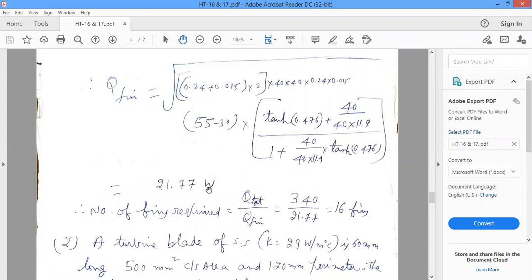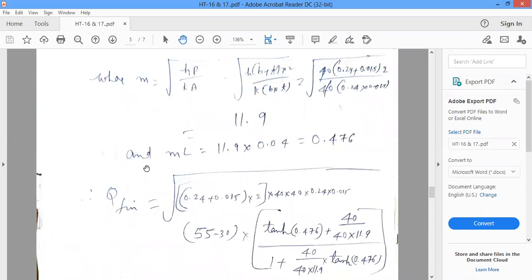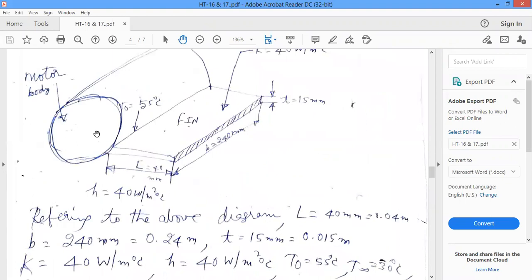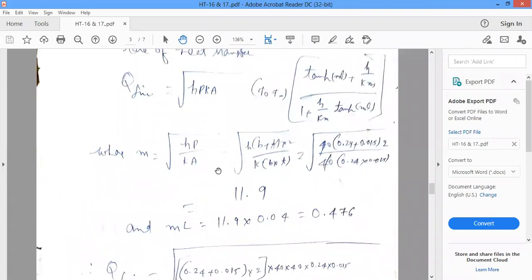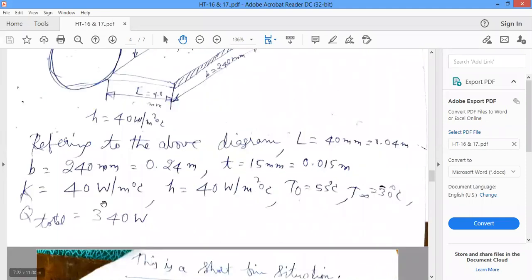21.77 watts. All of you listen very carefully. If you use a single fin on this shaft, how much heat is going out from the motor body? How much heat is dissipated with the help of the single fin? 21.77 watts. But what is the total heat that is to be removed? Total heat to be dissipated from the entire motor body.